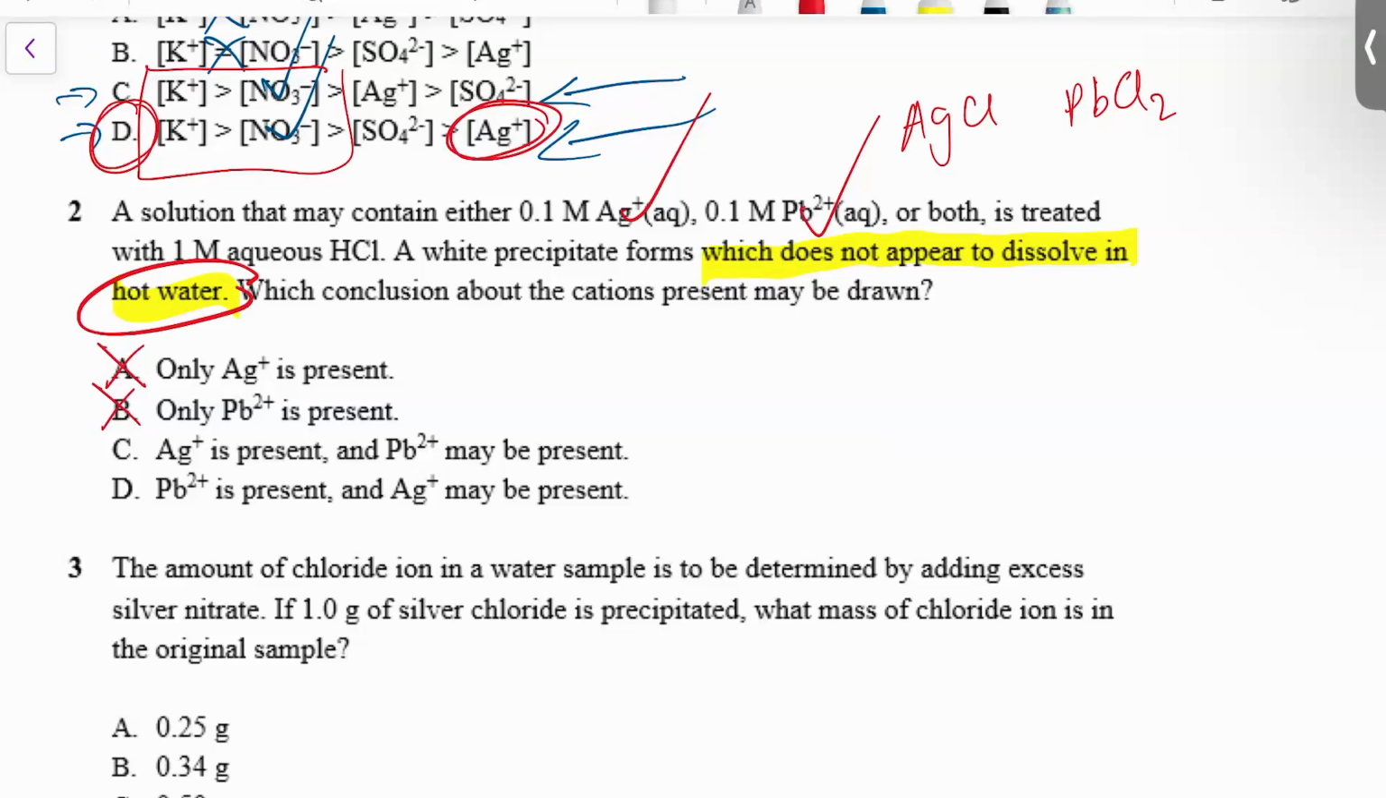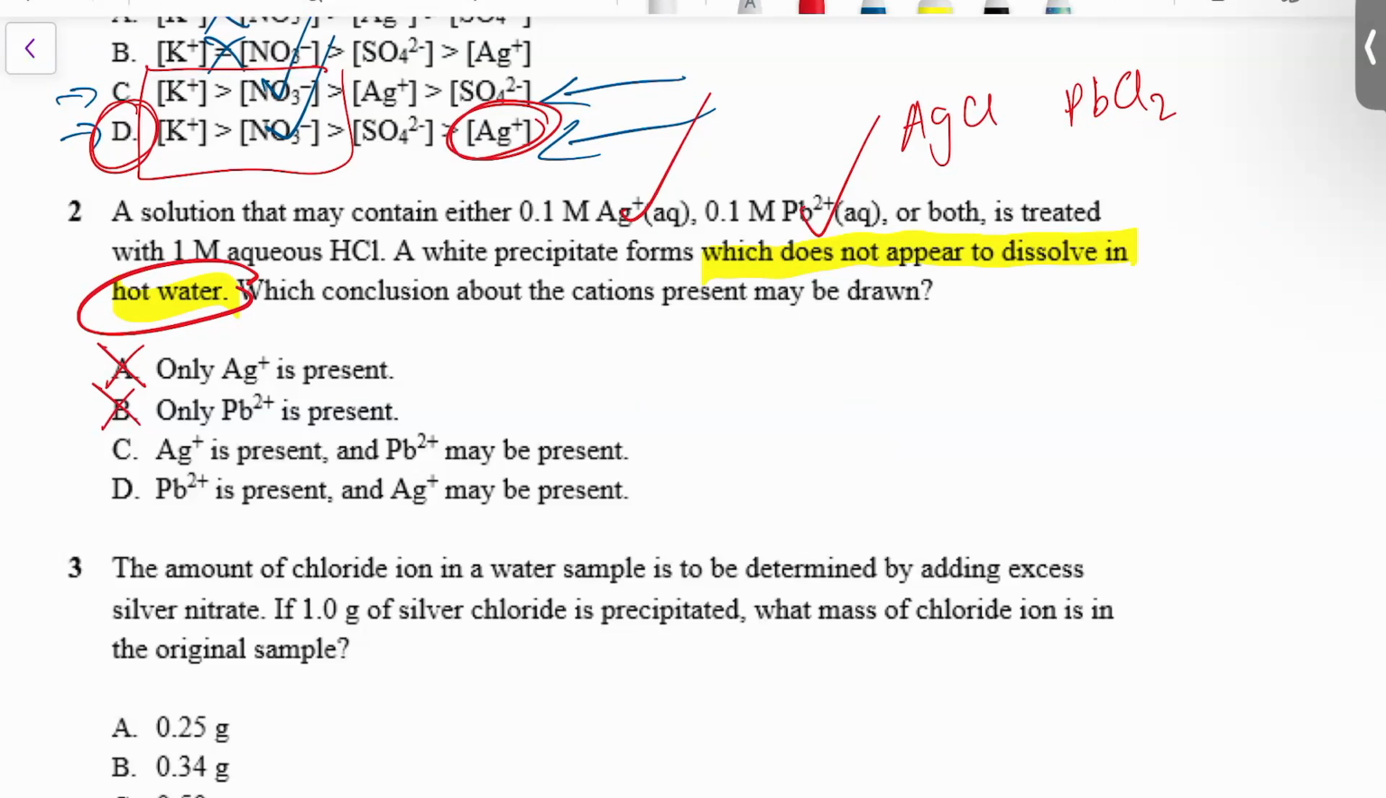How might we confirm that? Because we've gotten to the end of the information. The next sentence is just a question. How am I supposed to figure out if Ag is more insoluble, Pb is more insoluble? Good, KSP. What KSP am I looking for? The one that's the answer, the one that doesn't dissolve in hot water.